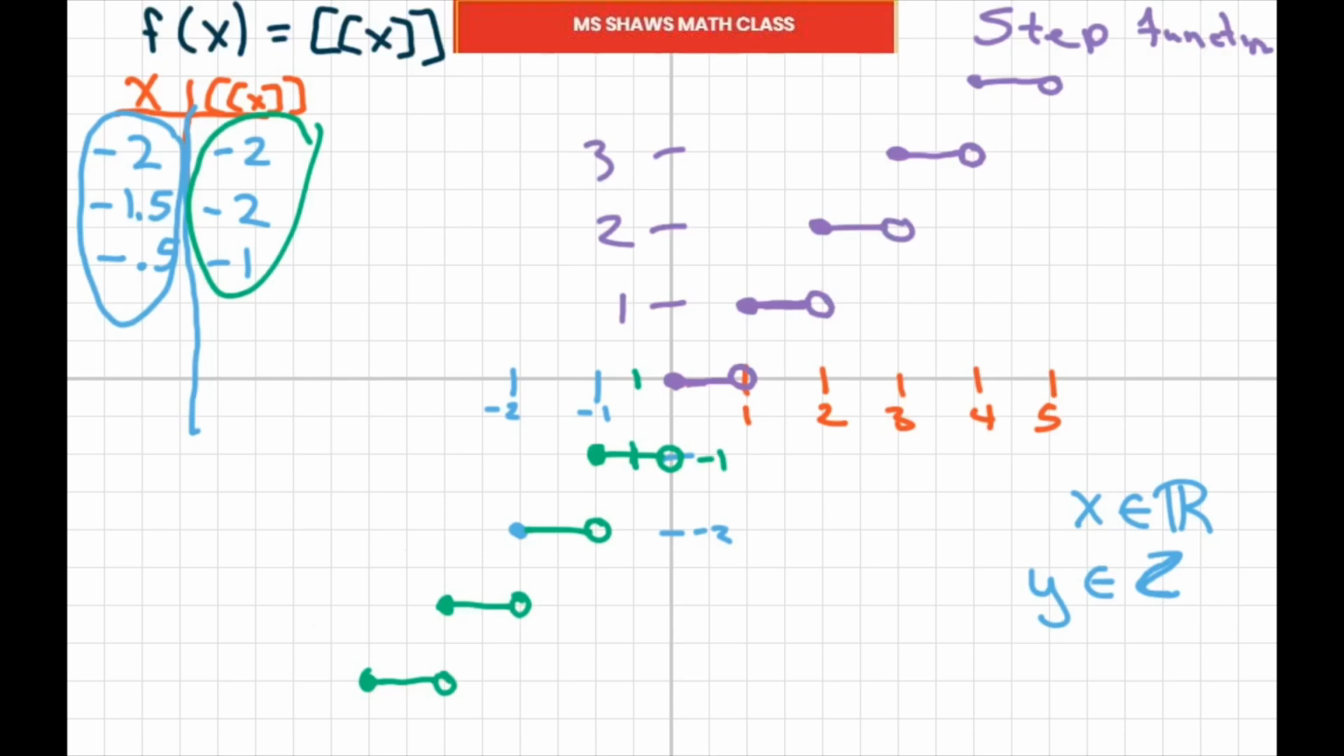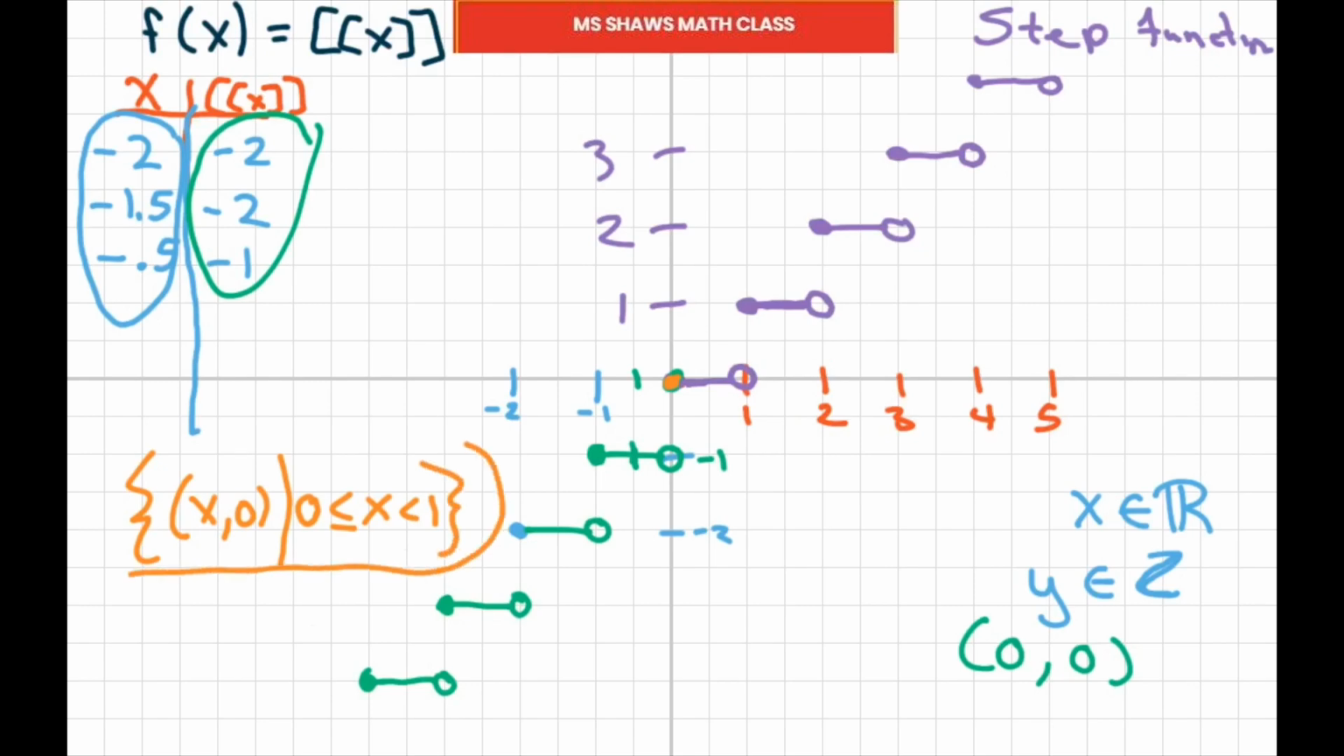Also, you have a y-intercept at 0, 0. However, your x-intercept is going to be written a little different. You're going to write your x-intercept as 0 is less than or equal to x, less than 1. So that's a little different way to write down the x-intercept. But it touches x everywhere between 0 and very close to 1.